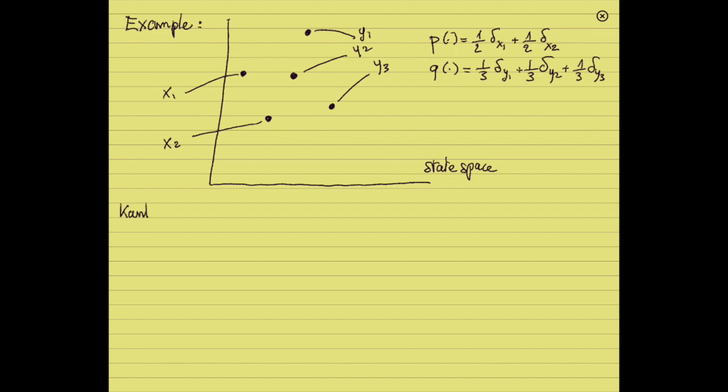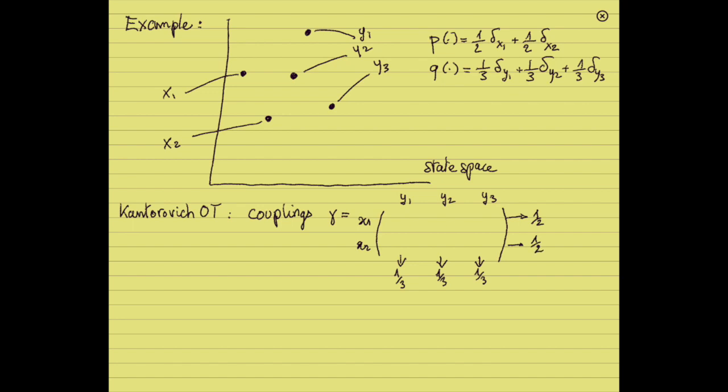So in the Kantorovich version of the problem, we introduce couplings of the two distributions, P and Q. And so the couplings here can be represented by a 2x3 matrix. First row corresponds to x1, second to x2, the columns to y1, y2, y3. And the constraints, the marginal constraints, mean that the columns must sum to 1/3, while the rows must sum to 1/2. And there are always such matrices.